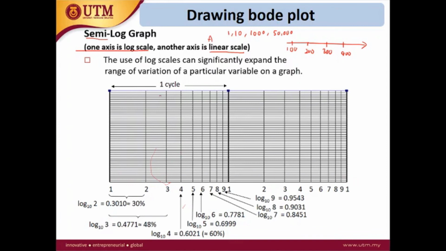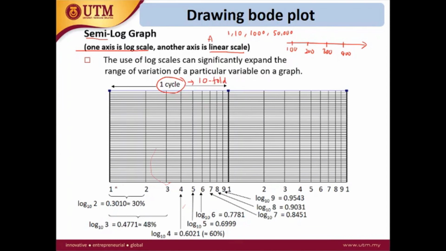For the log scale, we have the term one cycle. On a linear scale, for example, one cycle consists of 100. So we have one cycle of 100, after one cycle 100 becomes 200, after two cycles 100 becomes 300. This is a linear scale. But for the log scale, one cycle refers to a change of tenfold.